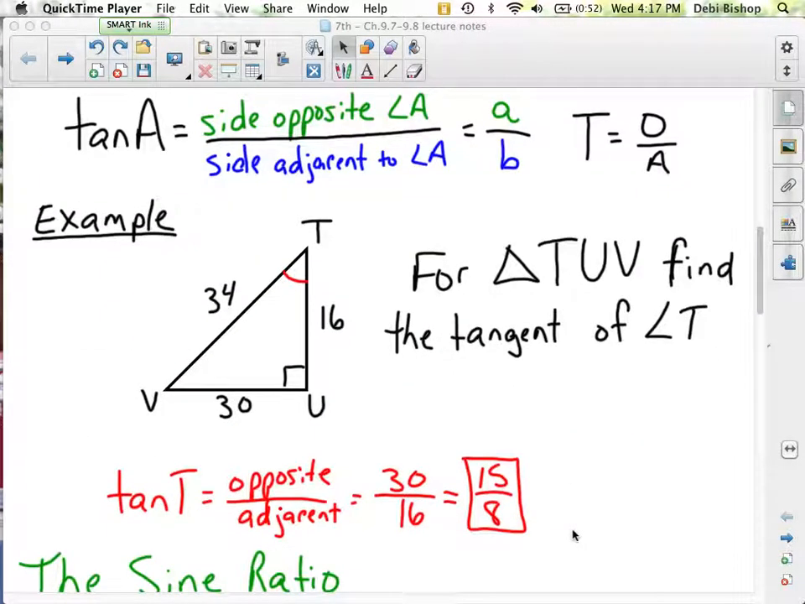Here's an example. So for triangle TUV, find the tangent of angle T. So you find angle T, and you figure out what is the opposite of angle T, and you can see here segment VU is opposite, which has a length of 30, and then my angle adjacent, and again, that's your other leg, which is segment TU, and that's 16, and reduce it, and you get 15/8.